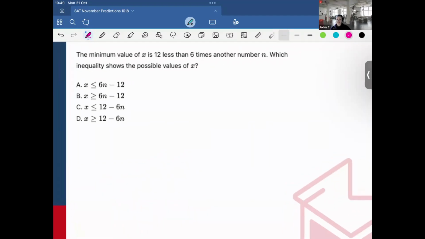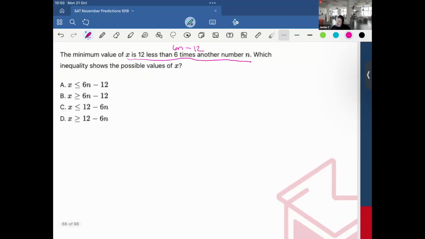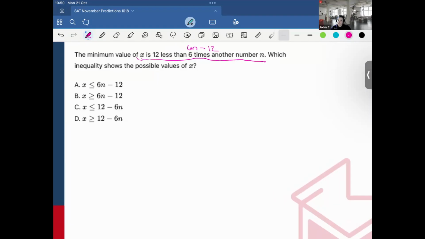Oh, so inequalities also come up on almost every single SAT exam. So the point of this problem is that you're comfortable with the language of inequalities, and we'll do a couple more advanced applications. The minimum value of x is 12 less than 6 times another number n. Which inequality shows the possible values of x? So let's translate the math into English. It is 12 less than 6 times n, so 6n, then 12 less. And the minimum value of x is this. So this implies that x is at least 6n minus 12. So x must be greater than or equal to 6n minus 12. And oh my goodness, this matches an answer choice. It must be option B.